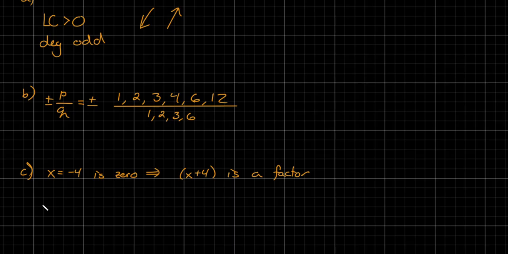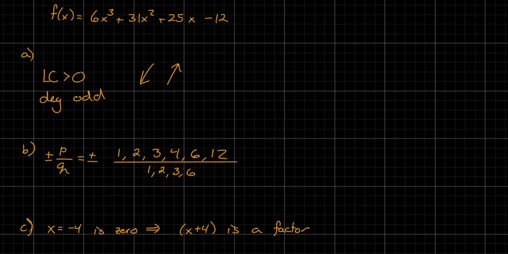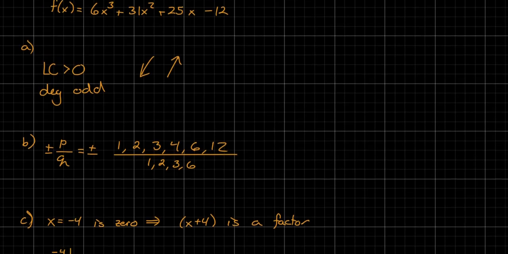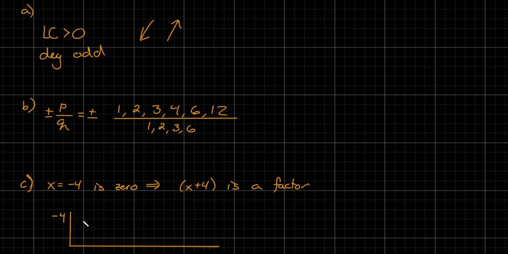What goes outside of the synthetic box? A -4, the root itself. What goes in the top row of the synthetic box? I'll scroll up here. 6, 31, 25, -12. We are not missing any powers. So here we go. 6, 31, 25, -12. What should the remainder be, as long as I haven't lied to you?